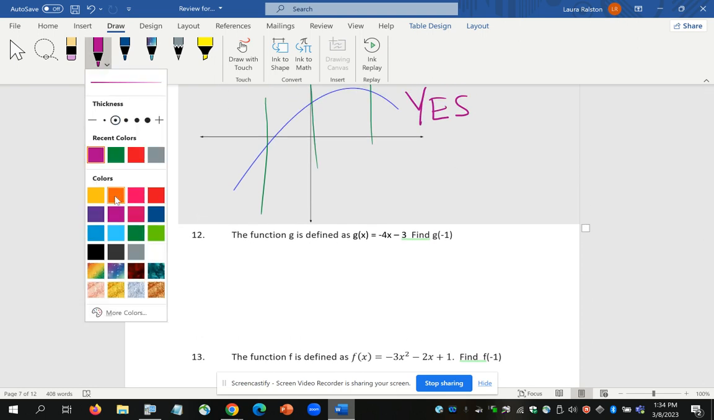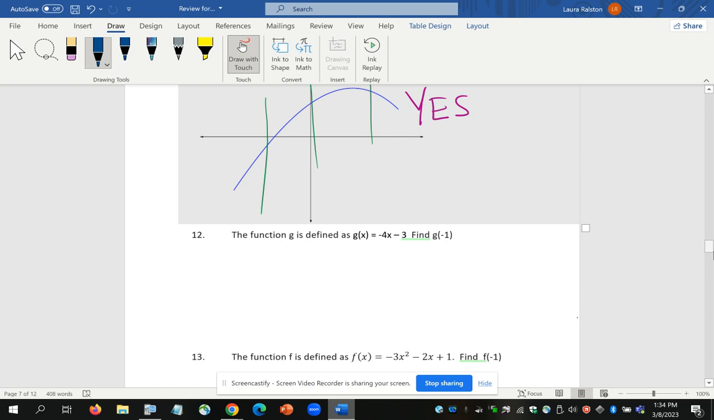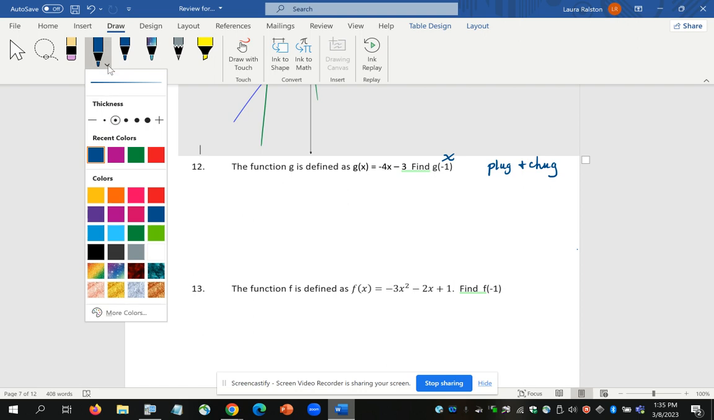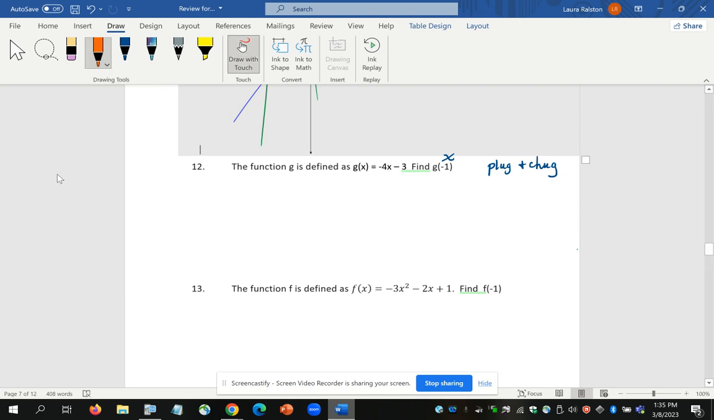Number 12, we get into functions, and it tells us that the function g is defined as g of x equals -4x minus 3, and find g at -1. Well, guys, all they're asking you to do, this -1 here is your x, that's your input. So they're basically wanting you to plug and chug, to plug the number into the function and find the answer. Okay, don't overthink it. It is that straightforward.